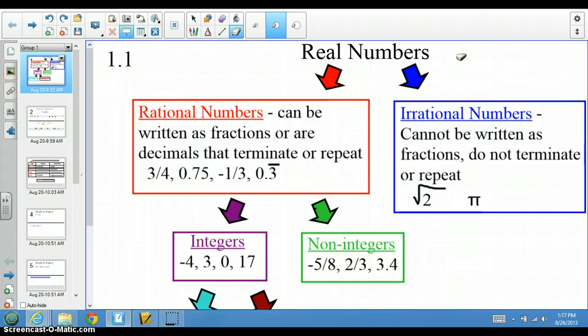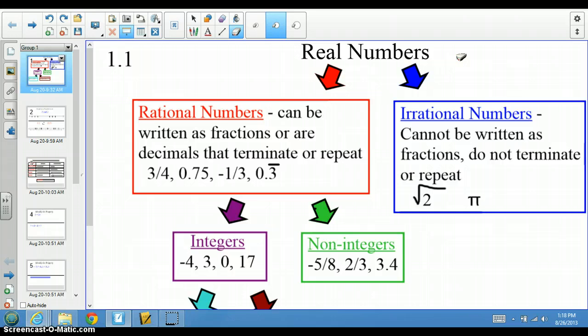Now, those real numbers can be split up into two groups or two subgroups. The first group being rational numbers. Rational numbers are going to make up the majority of the real numbers there is. Rational numbers can be written as fractions or decimals. Now, when they are written as a decimal, that decimal either terminates, it ends, or it could also repeat or have a pattern to it.